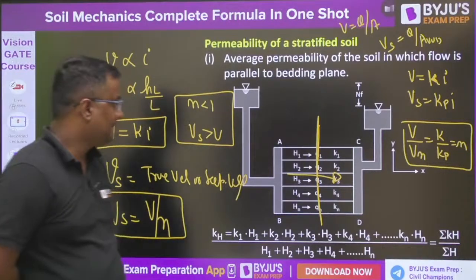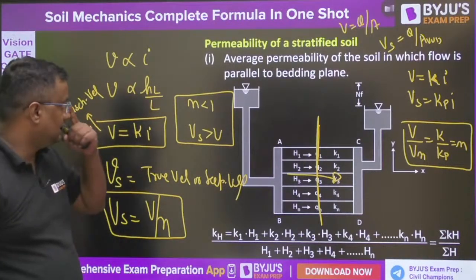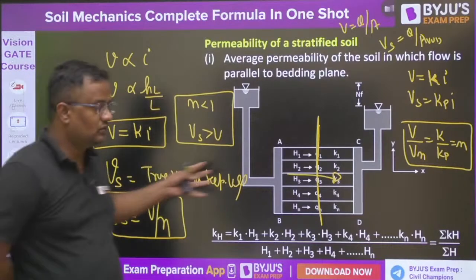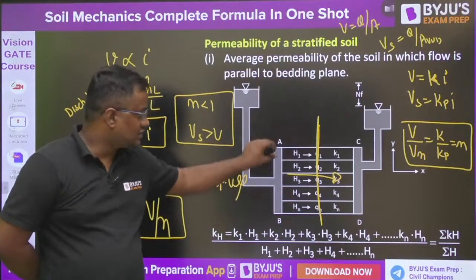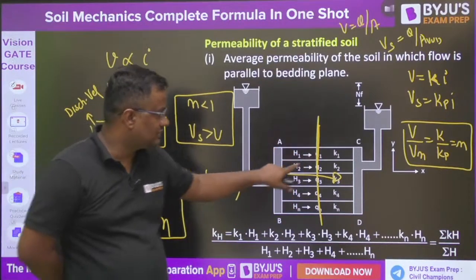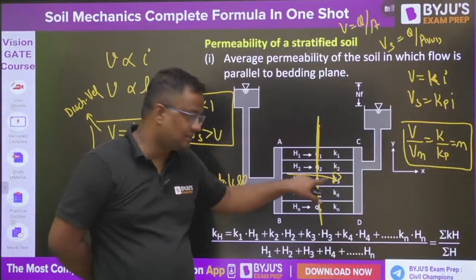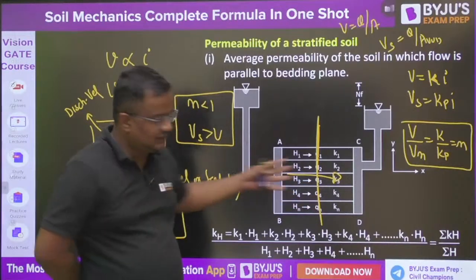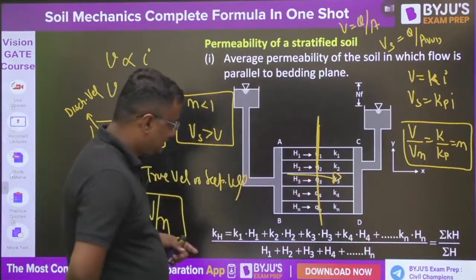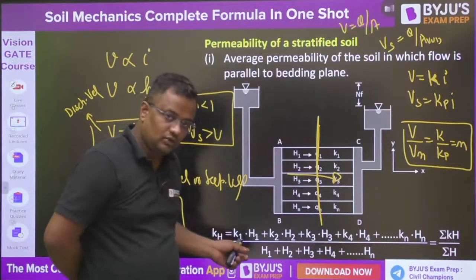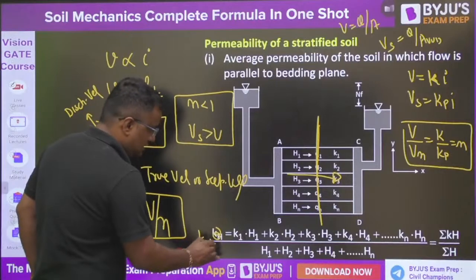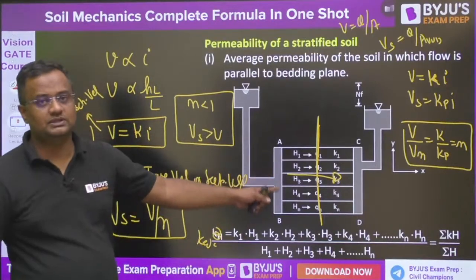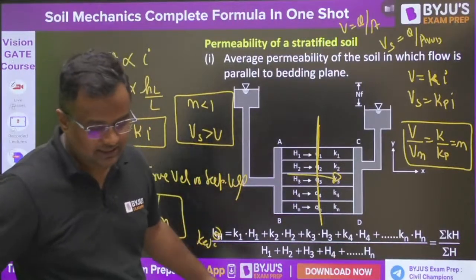Okay, now the equivalent permeability when the flow is parallel to the bedding plane is K1 H1 plus K2 H2 plus K3 H3. If H1 thickness has permeability K1, H2 thickness has permeability K2, H3 thickness has permeability K3, and flow is parallel to the bedding plane, then the equivalent permeability, K equivalent, also called KH, is K1 H1 plus K2 H2 plus K3 H3 upon H1 plus H2 plus H3.